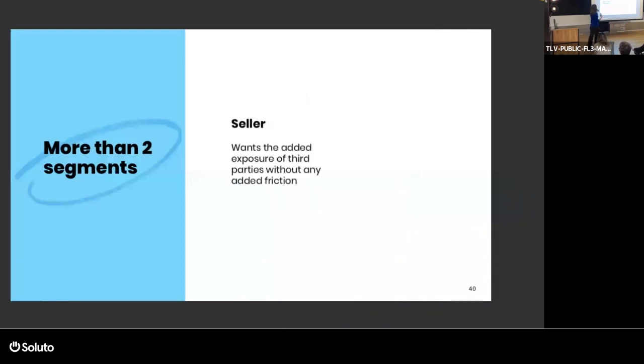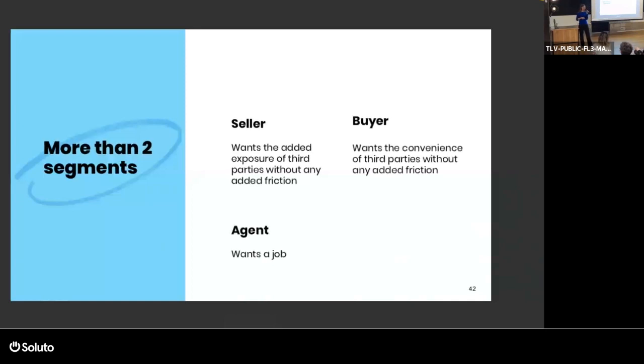Now, the seller wants this sort of complicated situation. They want us to support this flow because they want the exposure of third parties. They want agents making sales on their behalf, but not at the cost of any friction. Remember, this is a payments flow. If we cause any problems and anyone abandons the cart, then nobody's going to work with us anymore. And this buyer also wants this convenience of third parties. And the agent wants a job.